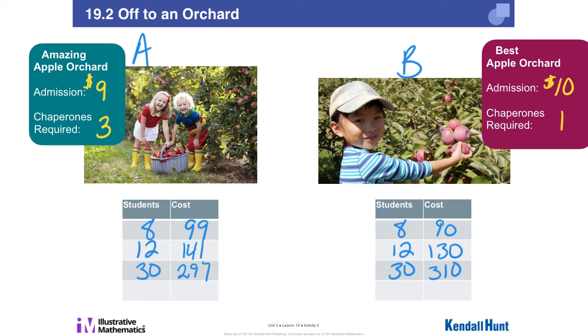Looking at these costs for the different numbers of students, I do start noticing that Apple Orchard A is more expensive until we get up to 30 students. So I am wondering, at what point between 12 and 30 students does Apple Orchard A become less expensive?